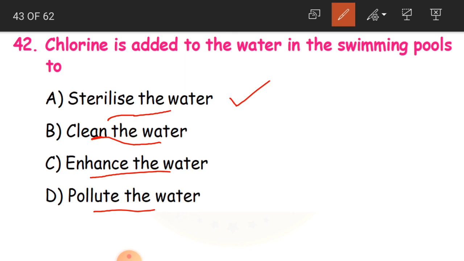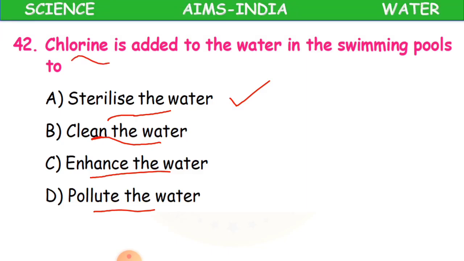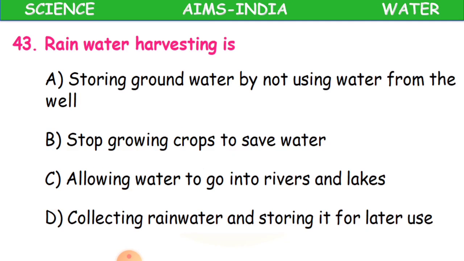Cleaning, in the sense, just cleans the water, but it will not kill the harmful germs in the water. But chlorine is added to sterilize the water, to kill all the bacteria and all the germs in the water. Because in swimming pools, we are going to swim, so if we take impure water, then it is going to cause harm to our health. So we have to sterilize the water, kill the germs and bacteria in the water. So that is why we use chlorine. Clear, children? Now 43rd question.